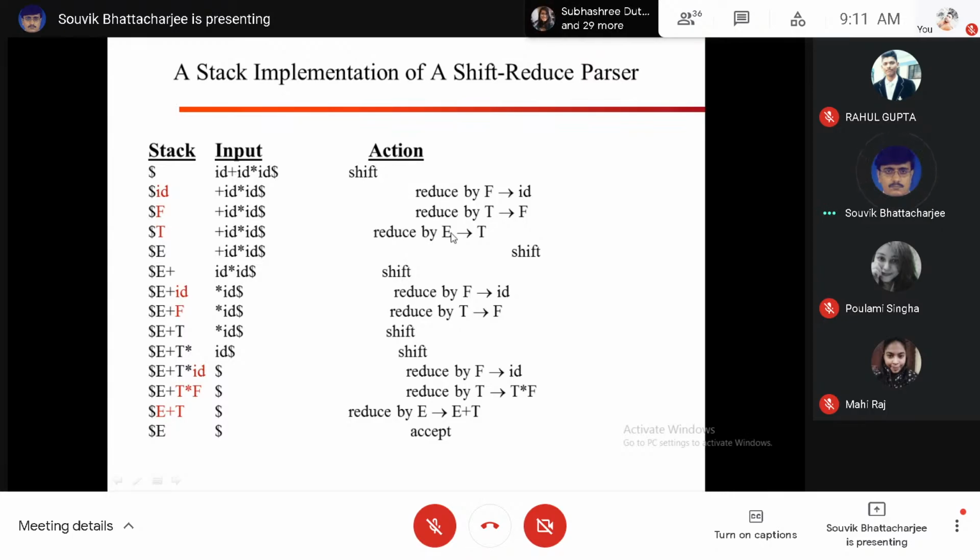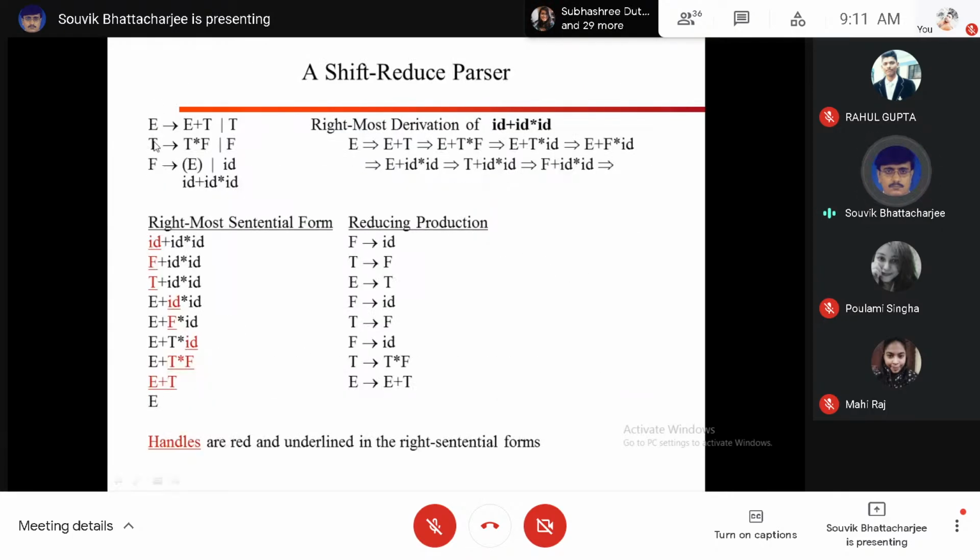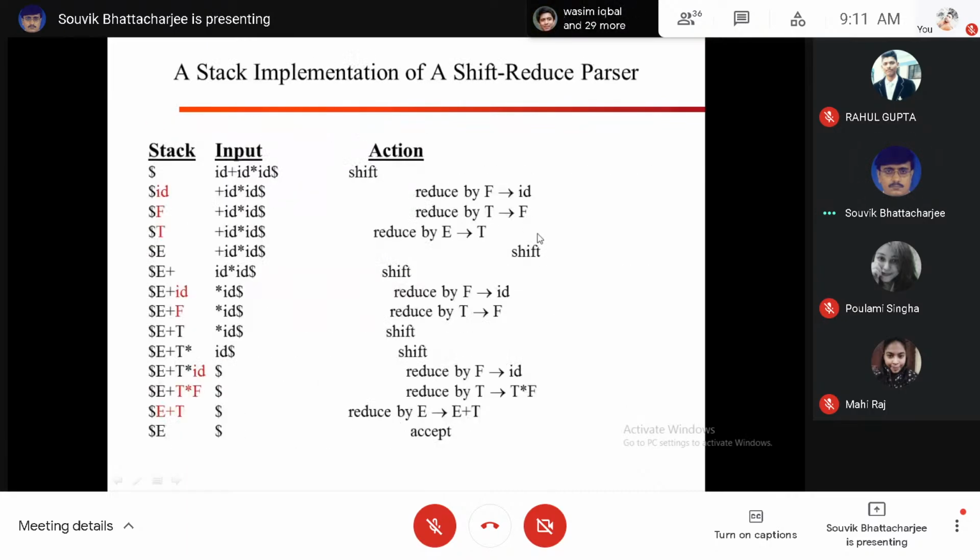You just see. T is your handle, E is your start symbol, F is your handle, ID is your handle. Why is F your handle? Because ID can be reduced by F, F can be reduced by T, and T can be reduced by E. That is why ID, F, T are all handles. Now, next, E has come.